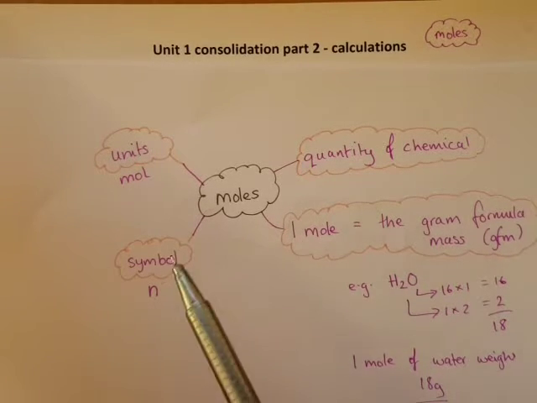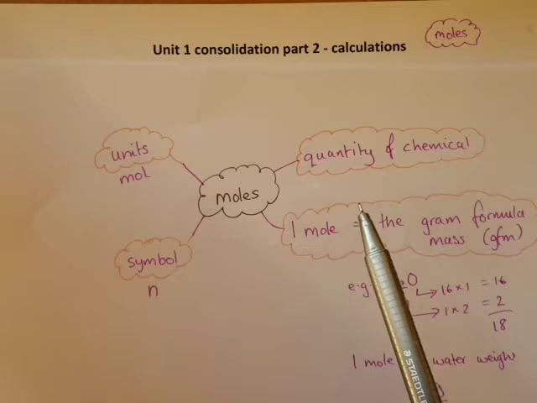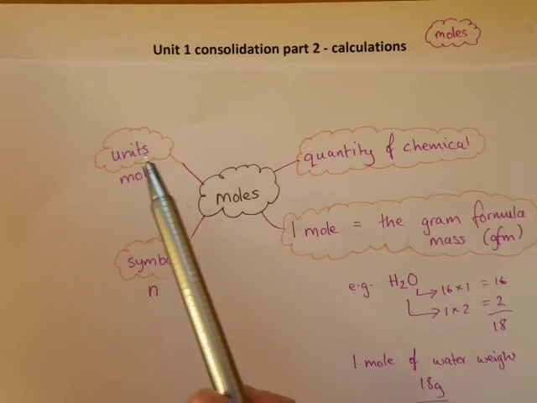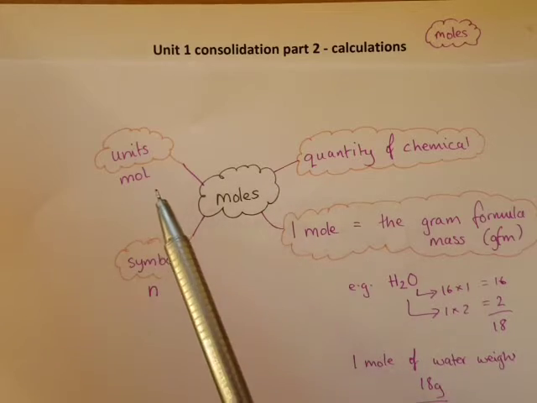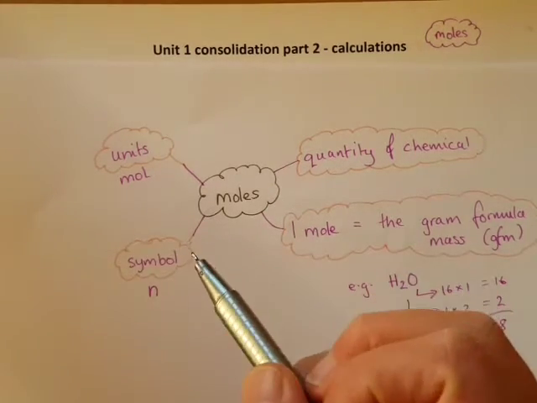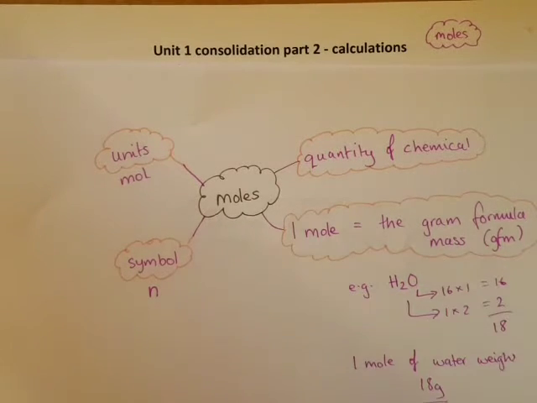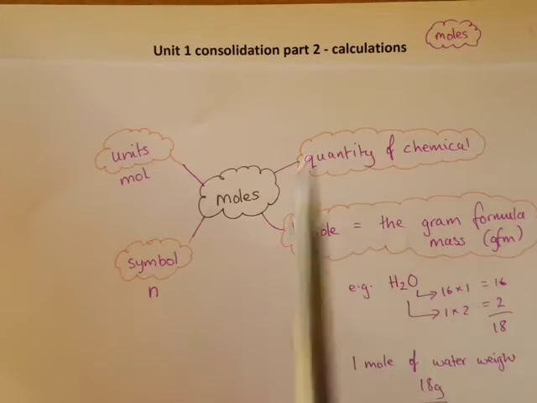When it comes to moles, as well as knowing that it's a measurement of quantity, you need to know that the symbol for moles is n, and that the unit for moles is mol. Just mol on its own. That's the abbreviation, but you could also write moles out in full if you want to. So that's a little bit of an overview of moles. Now we're going to talk about calculations.